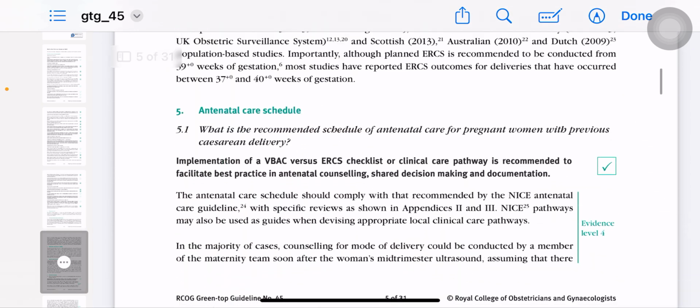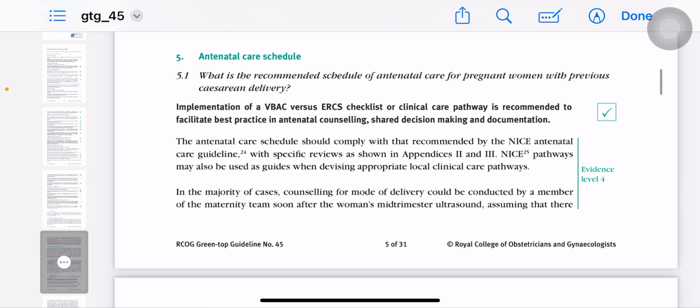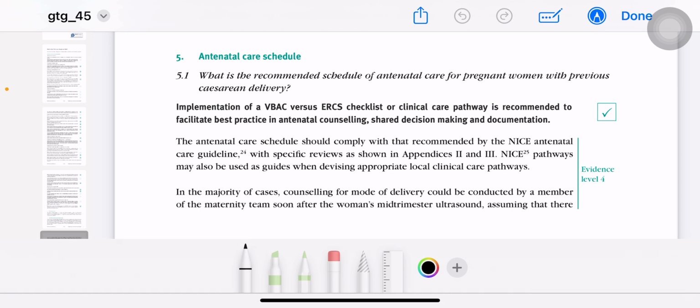So, antenatal care schedule. What is the recommended antenatal care for pregnant women with previous cesarean delivery? How will you schedule her antenatal care? So the first one is implementation of vaginal birth after cesarean (VBAC) versus elective cesarean section checklist or clinical care pathways recommended to facilitate best practice: antenatal counseling, shared decision making and documentation.